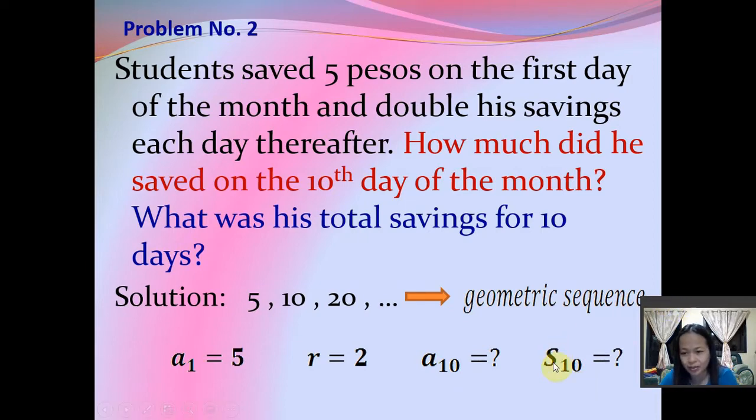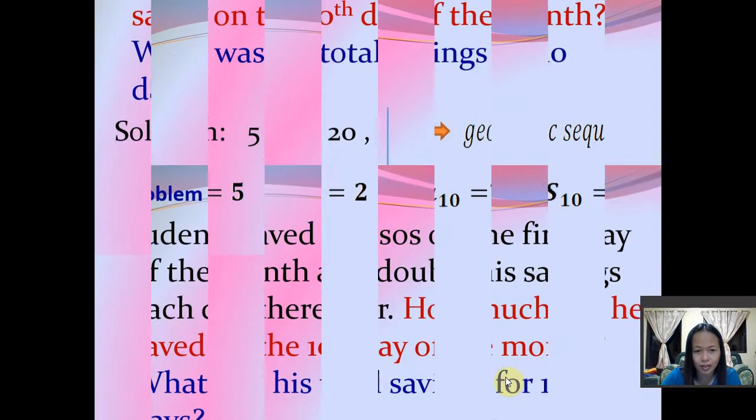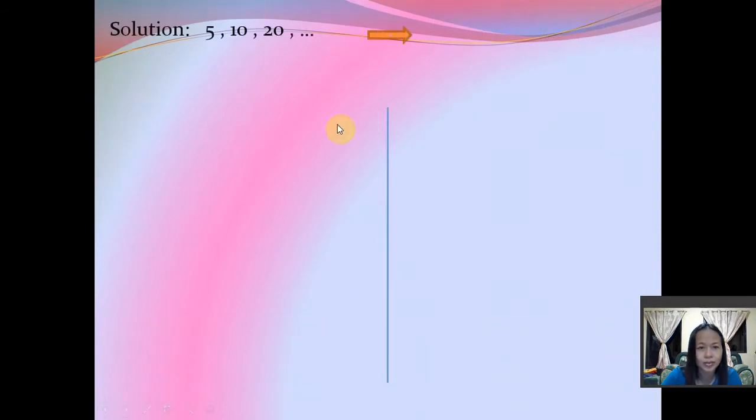So therefore, we are going to look for the S sub 10, or the geometric series, or the sum of the terms, or the sum of his savings for 10 days. So that's why we have our S sub 10. So we're going to look for two things here.